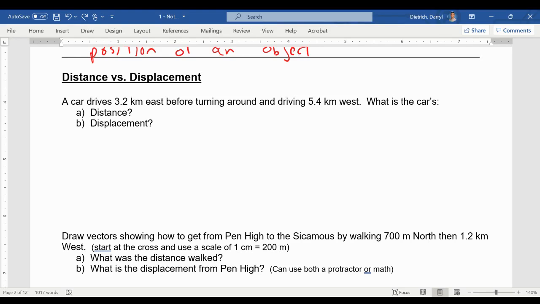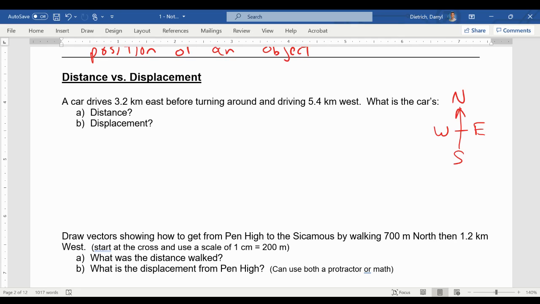A couple of examples here, the difference between distance and displacement. If a car drives 3.2 kilometers east before turning around and driving 5 kilometers west, what's the car's distance and displacement? Now, first, I just want to comment on northeast, southwest. Never eat shredded wheat is the mnemonic that I use to remember it.